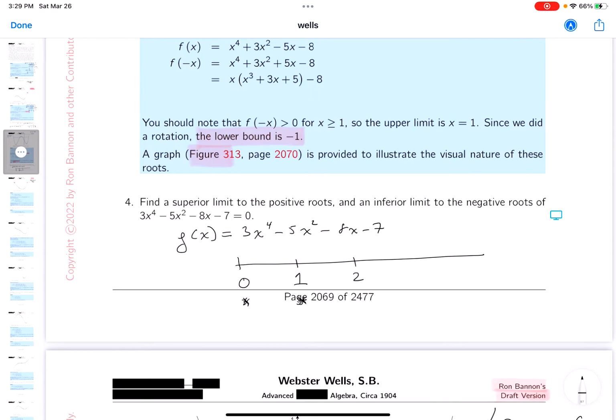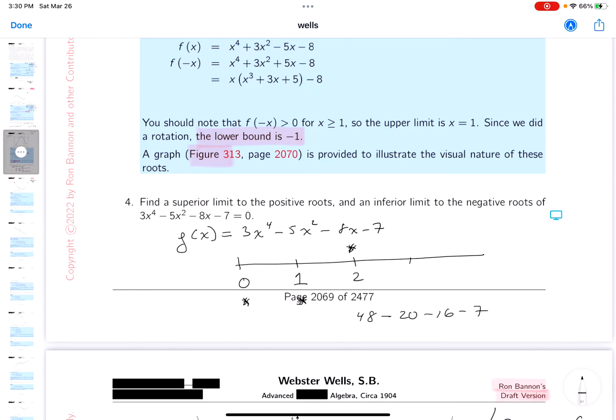I'm going to get a 2. And I'm wondering when things are going to kick in. When is the integer going to become so powerful in that 4th degree to overpower all the other terms? So if you did 2, a little more difficult. Well, it's going to be 3 times 16, which is 48. That's pretty powerful, right? Minus 20, minus 16, minus 7. That's positive, right?